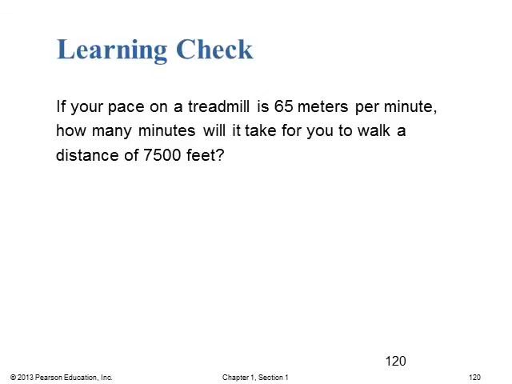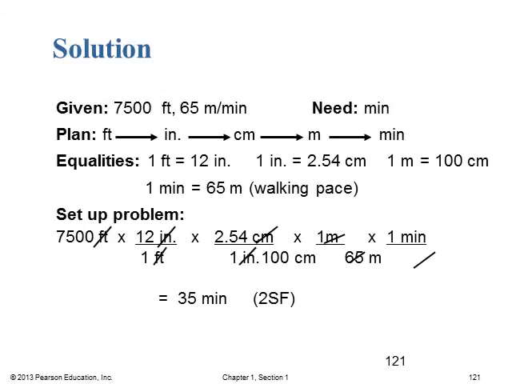Another one. If your pace on a treadmill is 65 meters per minute, how many minutes will it take for you to walk a distance of 7,500 feet? So here they're giving you the conversion factor. All right, so 65 meters per minute. So that's where this one kind of plays a little bit different than the others. All right, so you want to walk 7,500 feet, and you're at a pace of 65 meters per minute, and you need to get to how many minutes you are going to require.